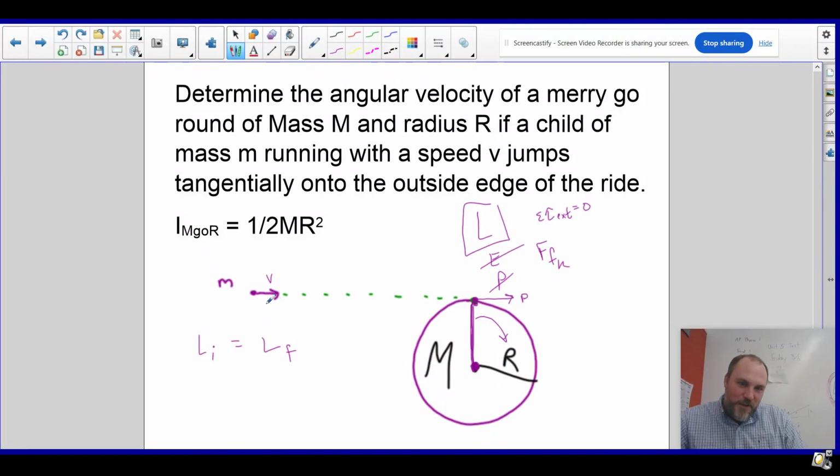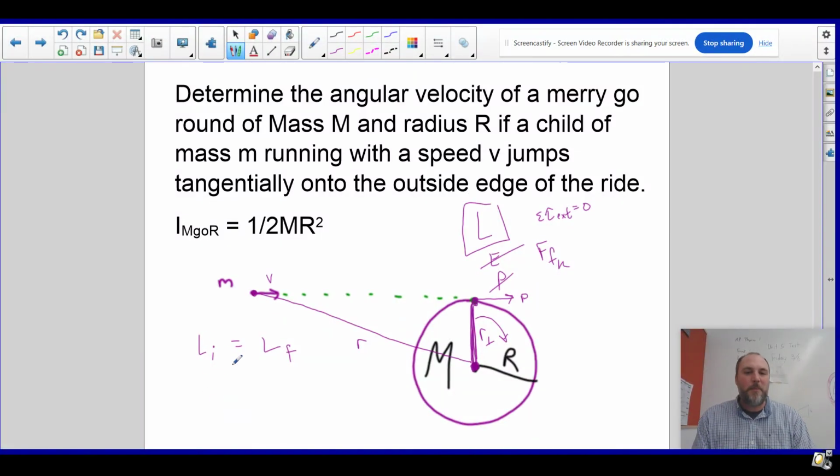Sorry. It's hard to draw a long line that connects the center of the merry-go-round to the position of the child. So that's what we would call R. And as the child translates forward and gets closer to the merry-go-round, that R is changing. It's very dynamic. What's not changing is the part of R that's perpendicular to the momentum. The part of R that's perpendicular to the momentum is just one radius of the merry-go-round.